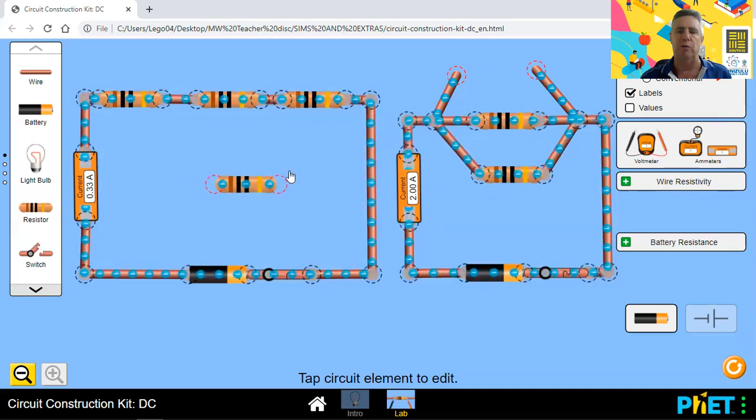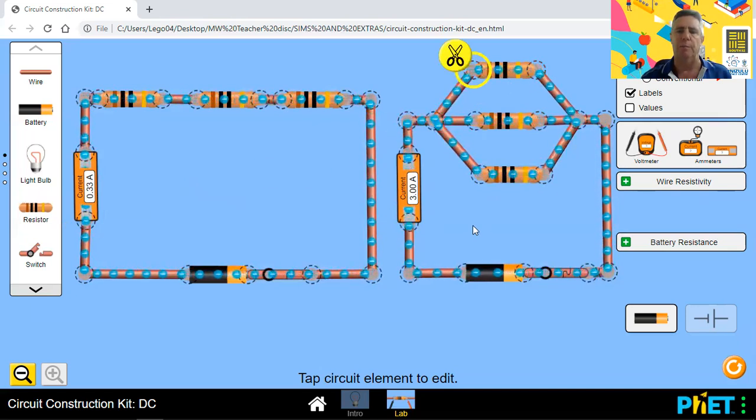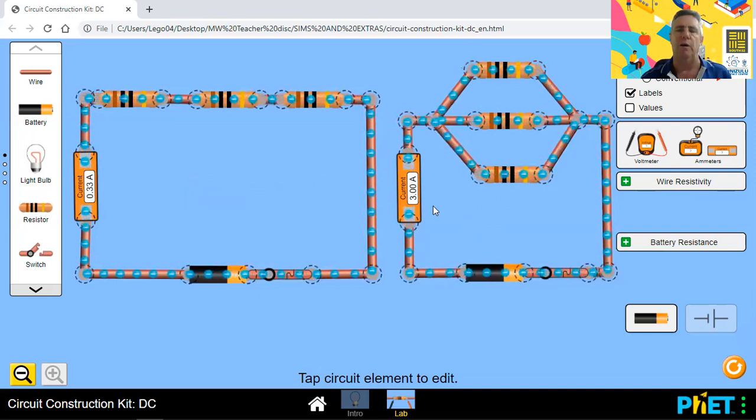Let's add a third resistor. Remember, the current is 2 amps. Add our third resistor, connect them up, and you can see the current is now 3 amps. So adding resistors in parallel increases the current. Adding resistors in series decreases the current.